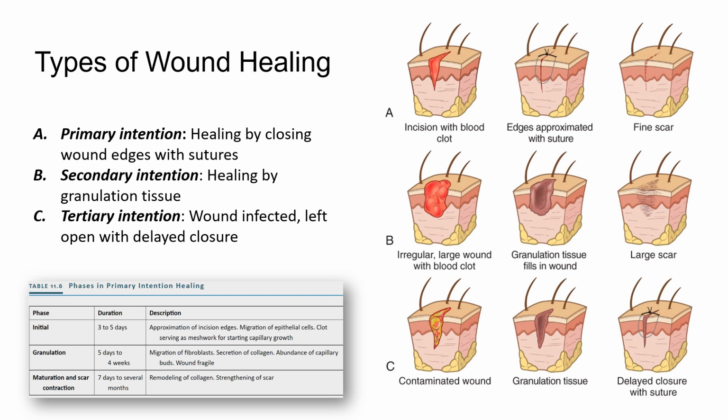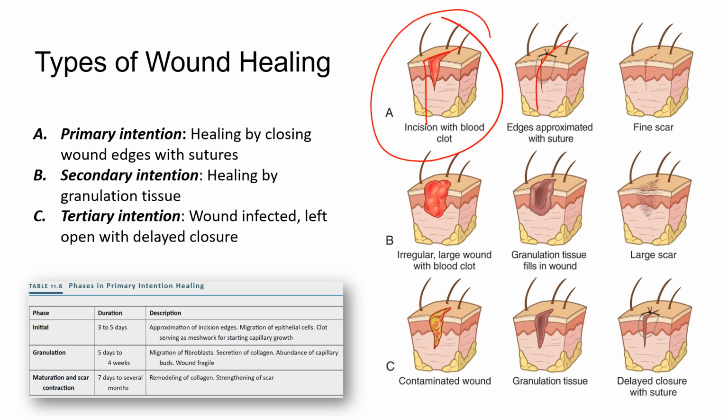Okay, so first we have primary intention. If we look at this picture here, this is typically a surgical incision where the wound edges can be perfectly approximated, or perfectly lined up with each other, to close without tension. So that is primary intention. When it's a nice clean wound and the wound edges can approximate together, the provider can stitch it up or put staples. That is primary intention.